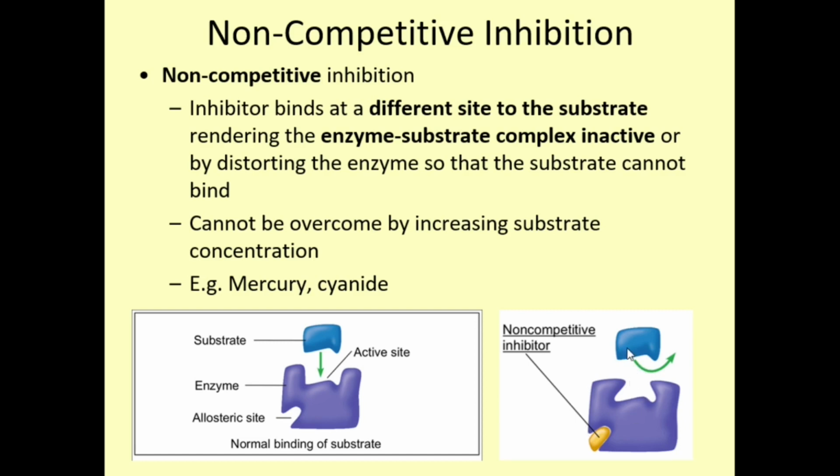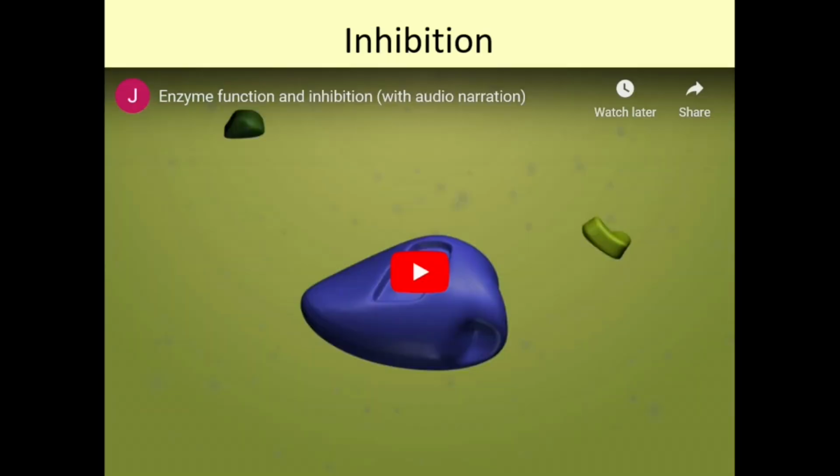the active site. And a couple of examples of drugs or toxins that will work non-competitively are mercury and cyanide. And these are really, really nasty toxins that affect all manner of different processes within the body. And they work by non-competitively inhibiting enzymes. So let's watch this animation then, which covers competitive and non-competitive inhibition.